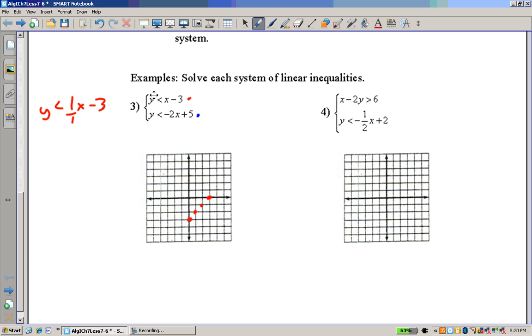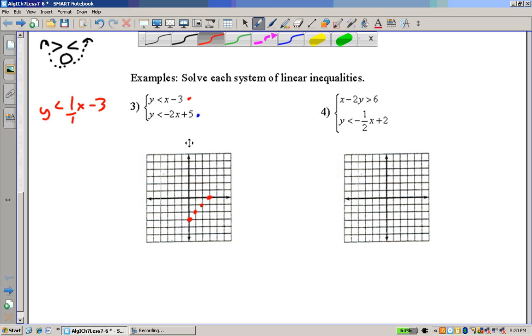Now, because this is the young man, it's going to be a dotted line. So we're going to put a dotted line through there. See if I can do a good dotted line here. It's not fantastic, but that'll work.